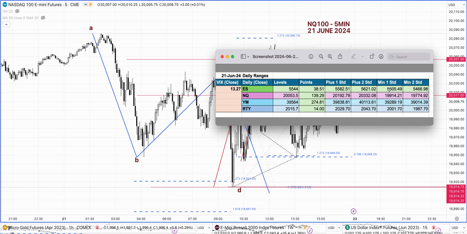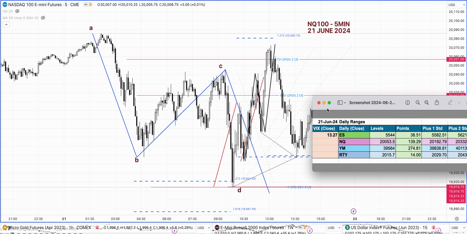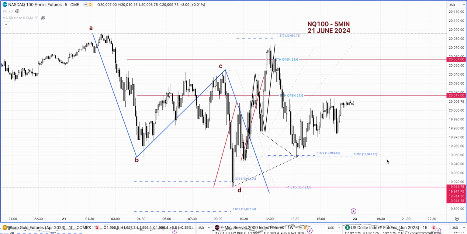So 19,914 was the -1 standard deviation, and this is exactly where the market went. So guys, pay attention to these levels really carefully. But we should also be looking for other things that might be happening around that key level that we are watching.